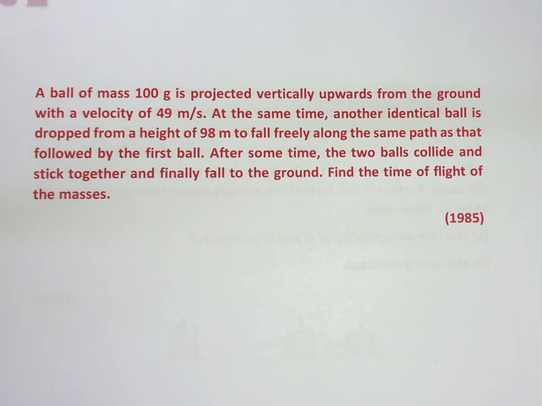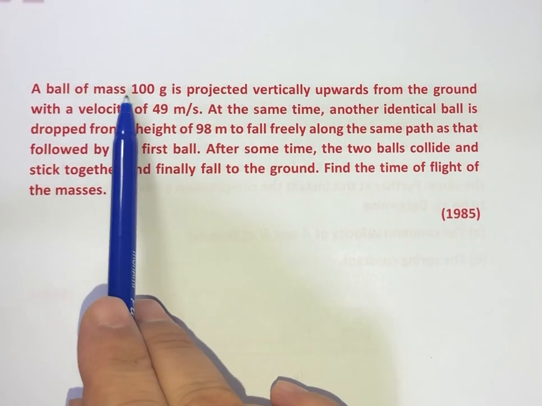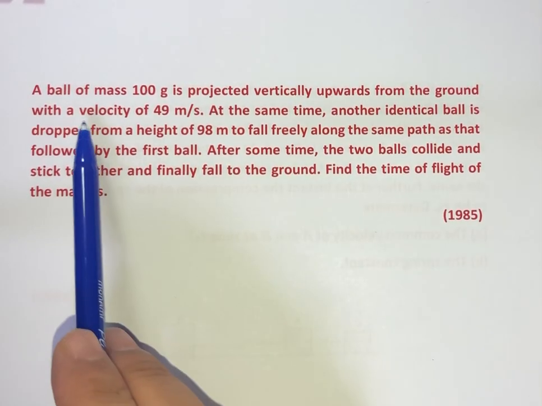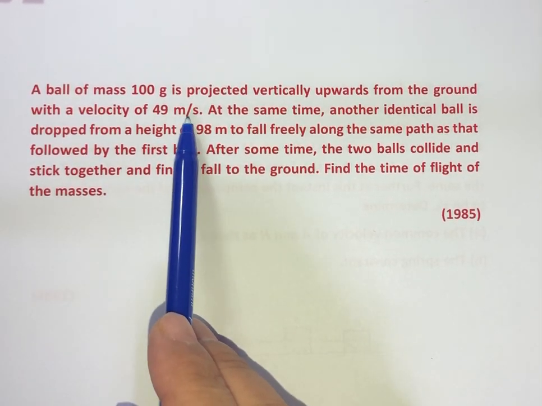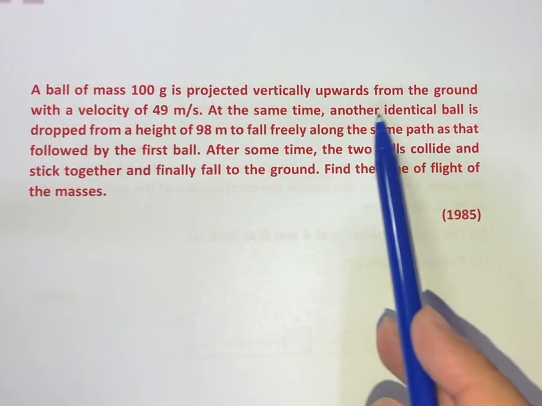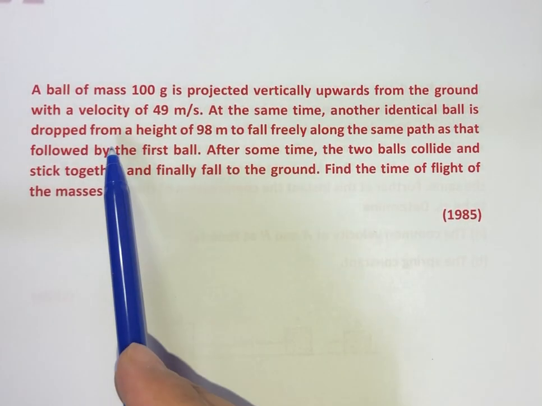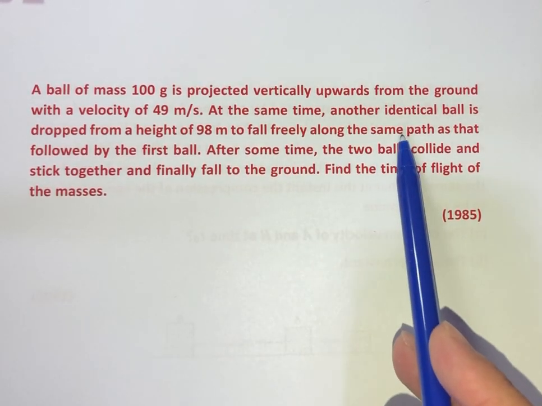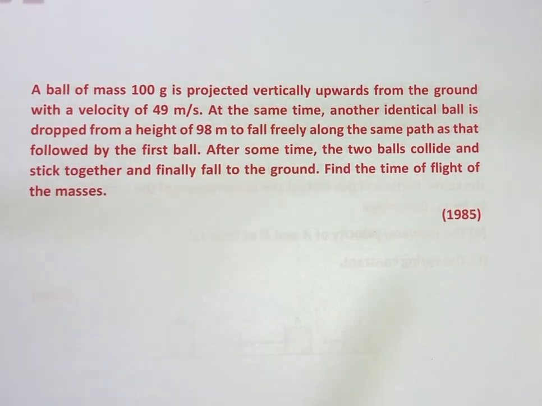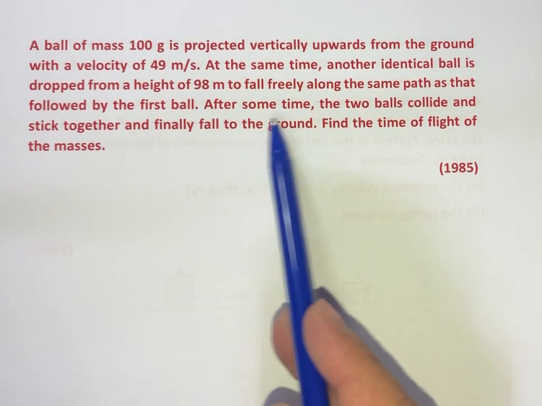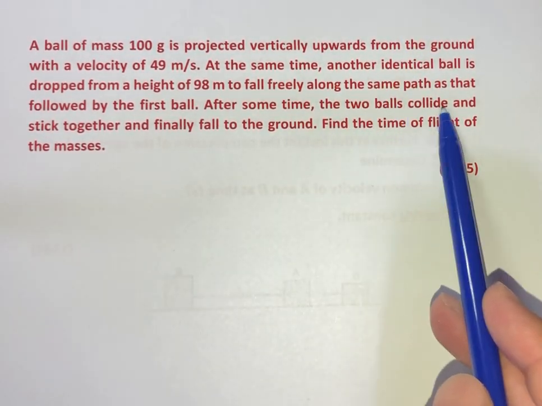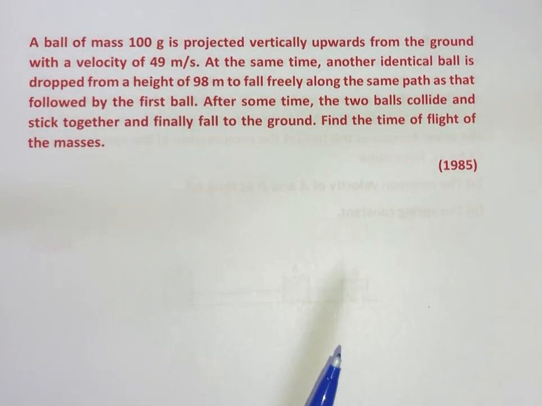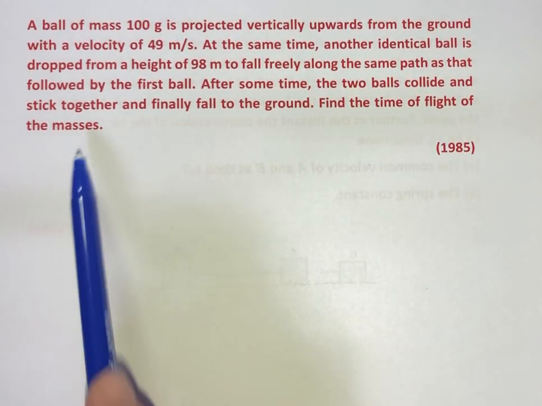Hello friends, in today's question, a ball of mass 100 gram is projected vertically upwards from the ground with a velocity of 49 meter per second. At the same time, another identical ball is dropped from a height of 98 meter to fall freely along the same path as that followed by the first ball. After some time, the two balls collide and stick together and finally fall to the ground. Find the time of flight of the masses.